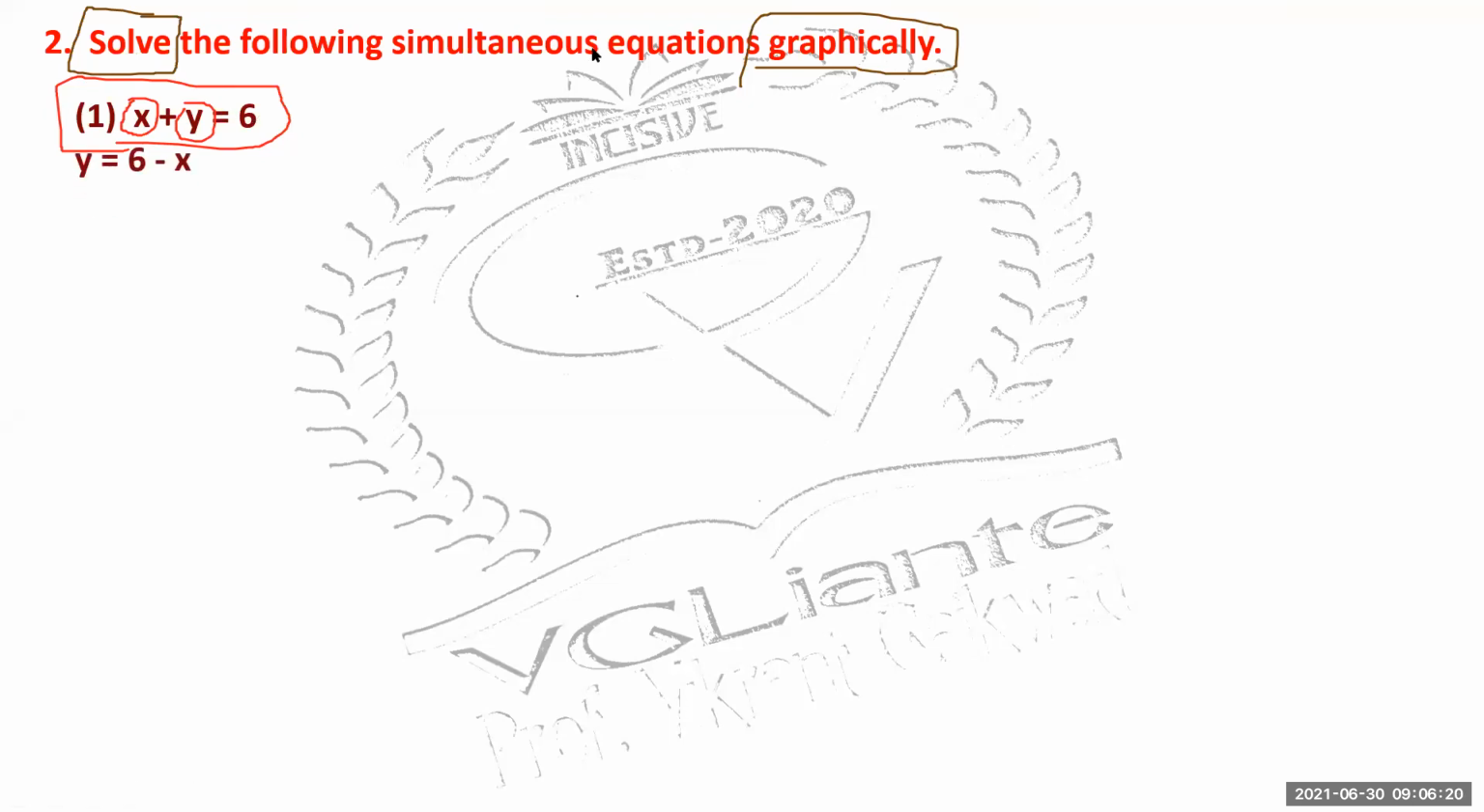So what I'm going to do here is change the position of x to the other side. So when x comes to the other side, the value of y equals to 6 minus x. So 6 minus x. Now I've changed the position of x. So that means whatever I'm going to substitute, I'm going to substitute that in place of x.